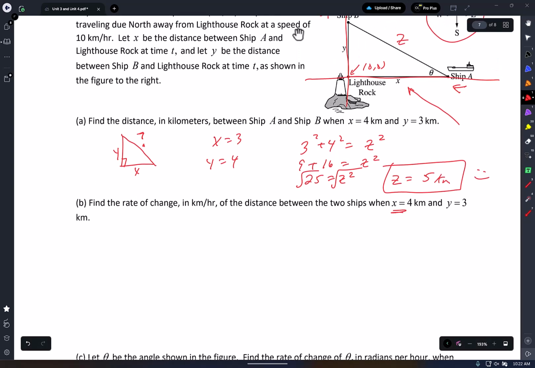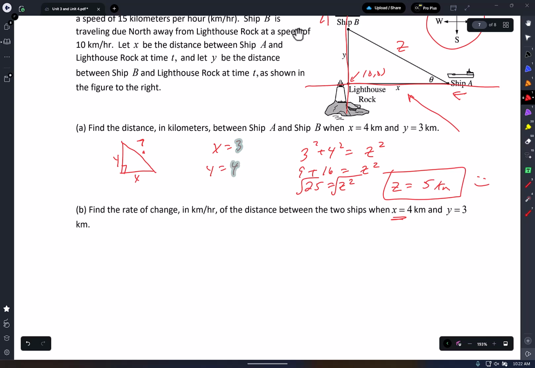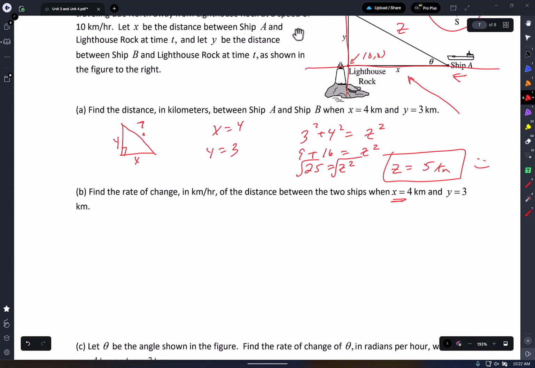X is 4. So I got these confused. Sorry, guys. We got lucky. Well, not really, because it was still going to be Pythagorean theorem. But yeah, we're still good. X is 4 and y is 3. Find the rate of change in kilometers per hour.